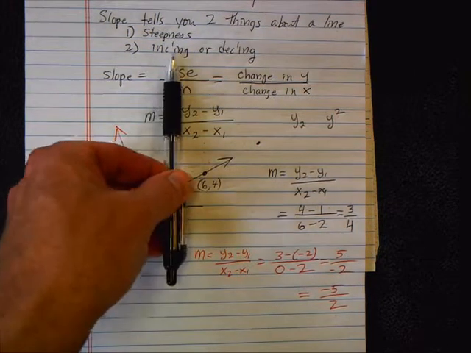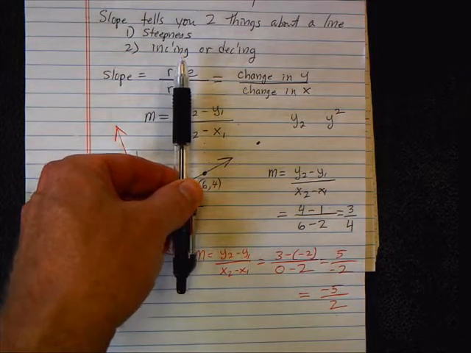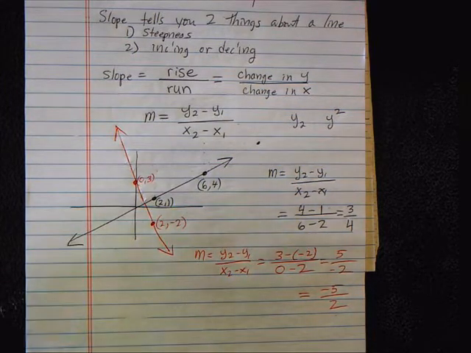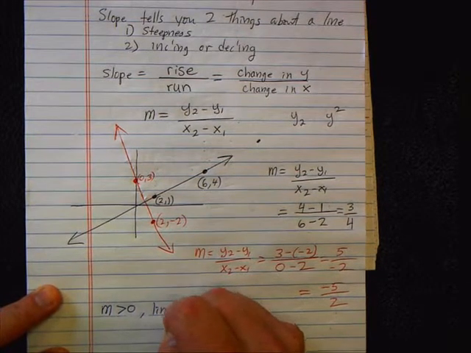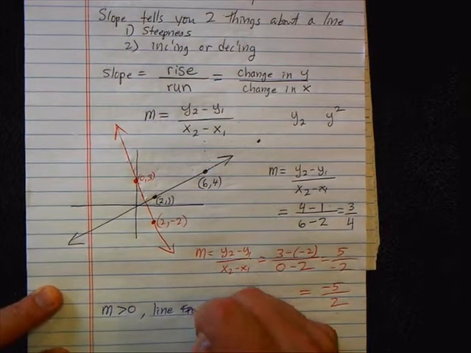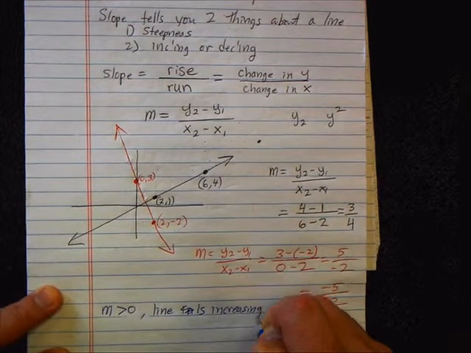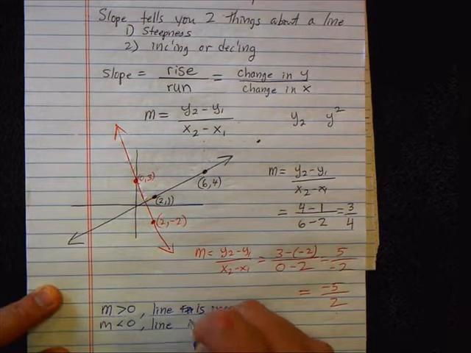So that's what I meant back up here when I said slope tells you two things. One thing slope tells you is increasing, decreasing. Okay? So, if your slope is positive, line is increasing. Slope is negative, line is decreasing.